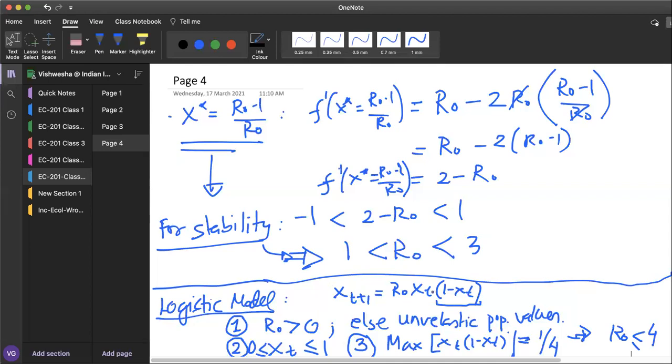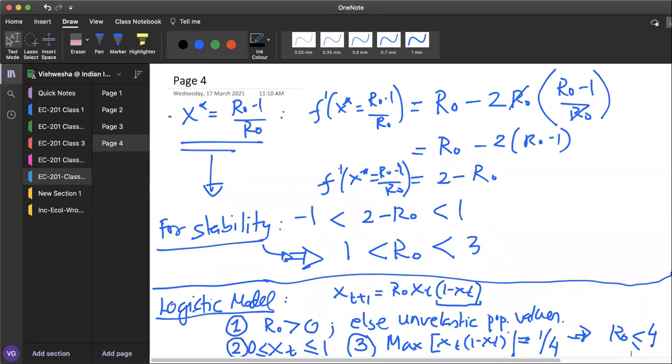Basically, for the logistic model to be biologically meaningful, we have three conditions: r0 greater than 0, xt has to be between 0 and 1, and r0 has to be less than or equal to 4. Now it's possible that some of these may not have fully made sense. I would like you to revisit and do the mathematics bit to make sure you understand this, which is also the reason why in my previous class I was restricting you to a maximum value of 4.